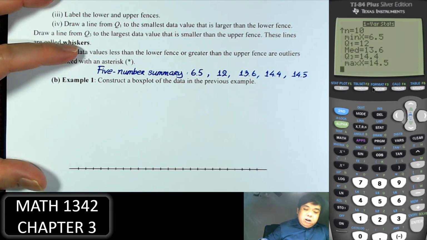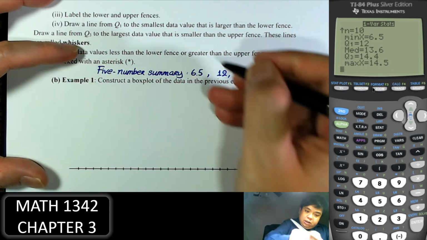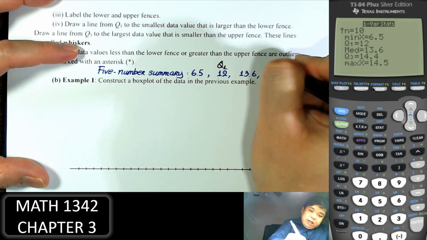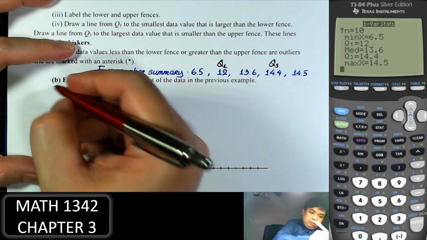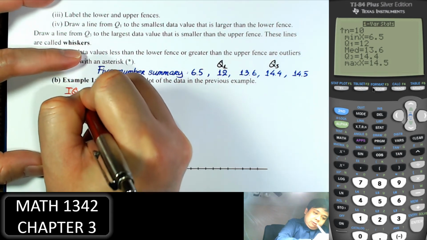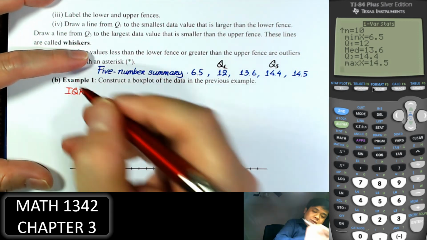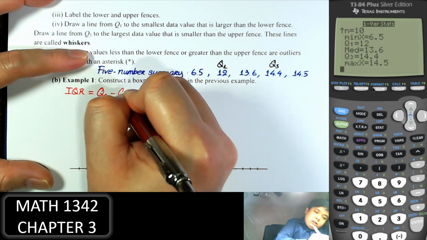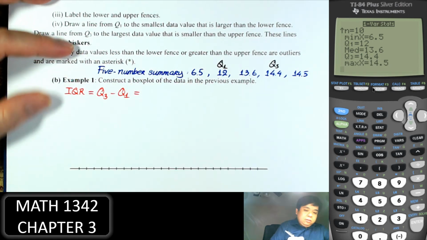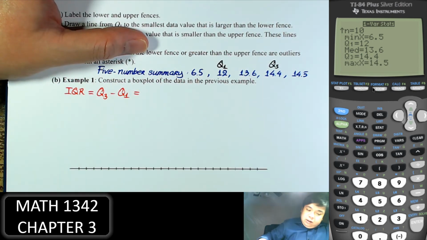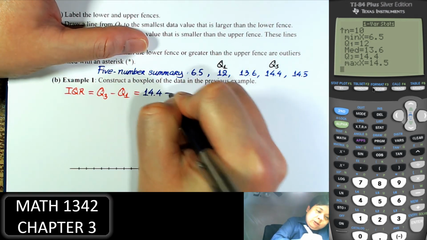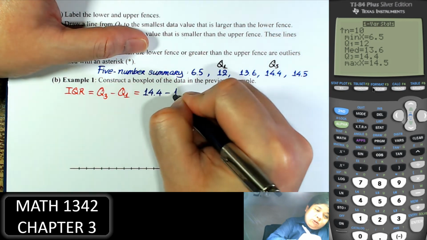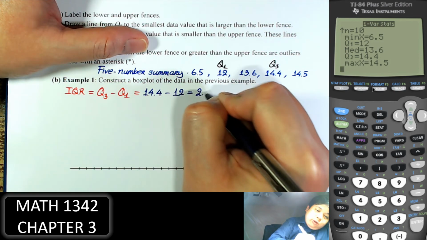So the IQR, so Q1 and Q3, I'll calculate the IQR. Q3 minus Q1, 14.4 minus 12, that's 2.4.